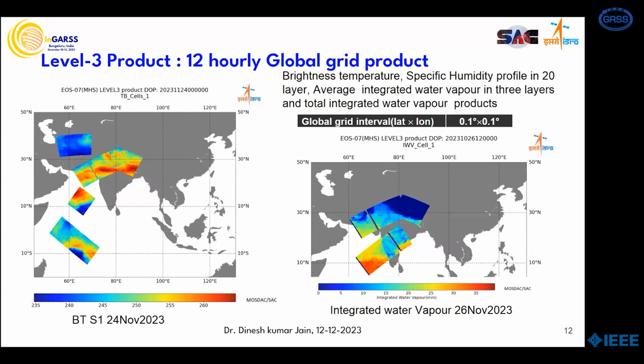The images attached to this slide represent the brightness temperature and integrated water vapor parameters of the level 3 product corresponding to recently acquired products.